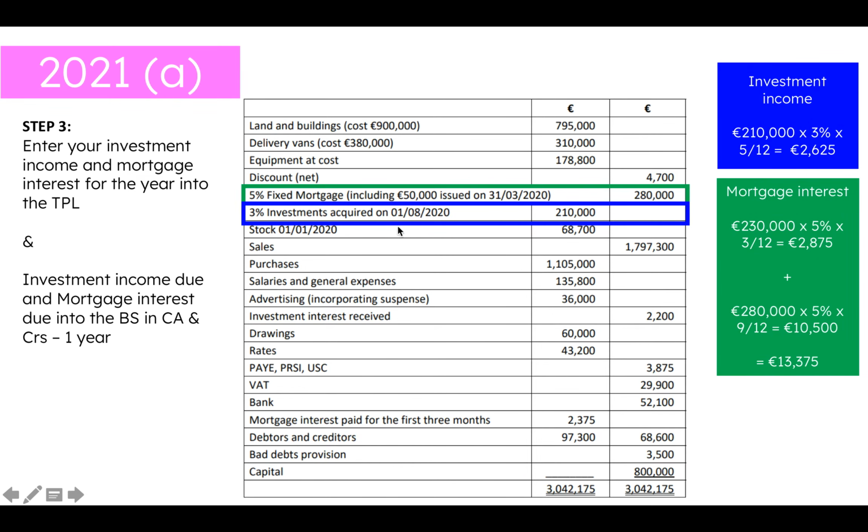So you have them on the 1st of the 8th. Okay, so therefore you have 210,000 by 3% multiplied by 5 over 12 months that they had them for. So that is 2625. You have to be very careful about the dates here.